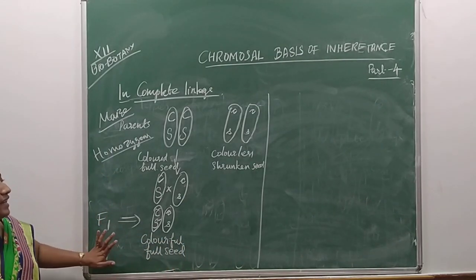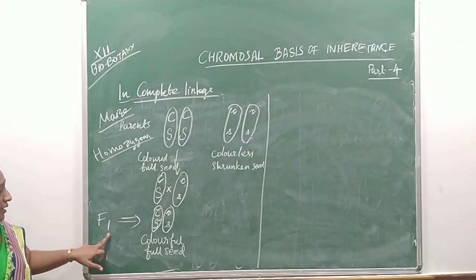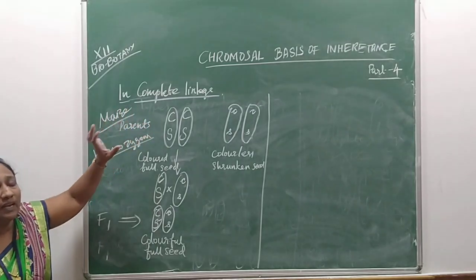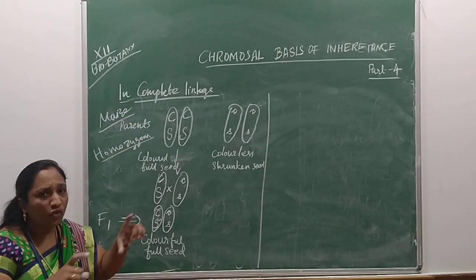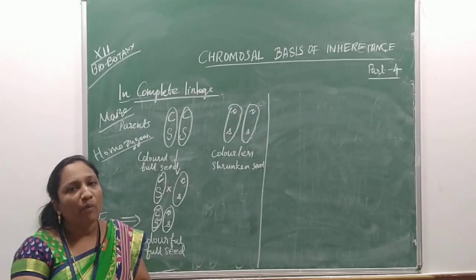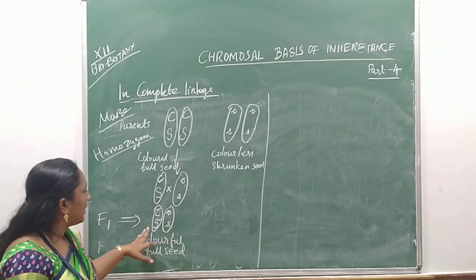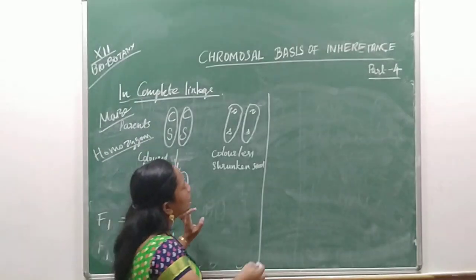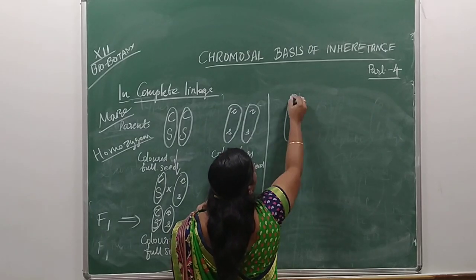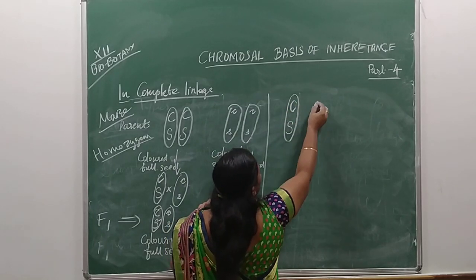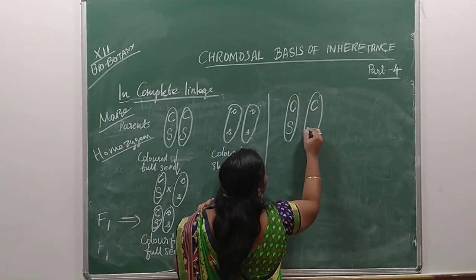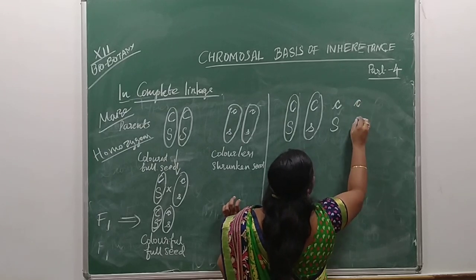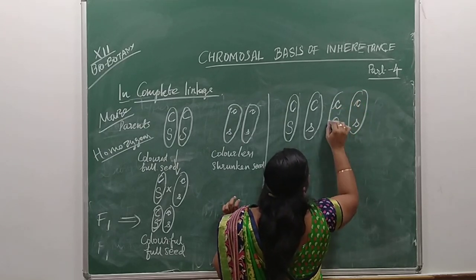So now if you want to get the F2 generation, the F1 will undergo a test cross. Here this is incomplete linkage. So the distance between the two genes is too far, so there is a lot of chance for recombination. If recombination takes place, we get 4 gametes. What are the 4 characters? Capital C, capital S; capital C, small s; small c, capital S; small c, small s. So these are the 4 varieties.